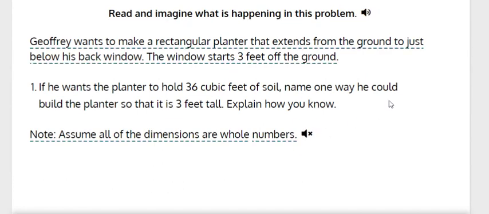Jeffrey wants to make a rectangular planter that extends from the ground to just below his back window. The window starts 3 feet off the ground. 1. If he wants the planter to hold 36 cubic feet of soil, name one way he could build the planter so that it is 3 feet tall. Explain how you know. Note, assume all of the dimensions are whole numbers.